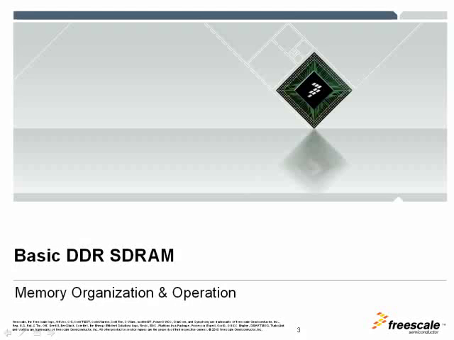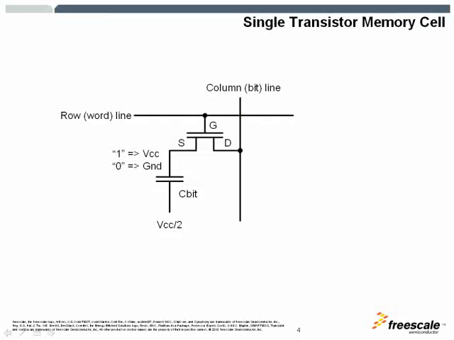So the first section would be discussing the basic memory organization. Here you see a schematic representation of a single memory cell. The central portion of this memory cell structure is a storage capacitor. It's a very weak and leaky capacitor. One side of this capacitor is connected to VCC/2, and the other side would store the logical value depending on the charge being VCC or ground.